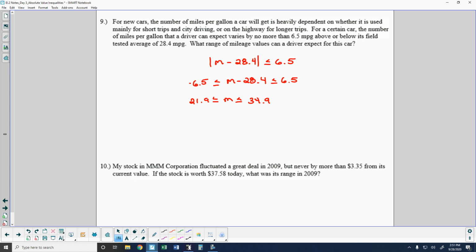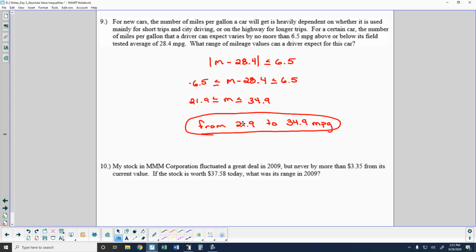So it says, what range of mileage values can a driver expect for this car? We could say that he could expect from 21.9 to 34.9 miles per gallon. Now, one real key thing here, as I put context back into this, the word from. The word from includes or implies that we are including 21.9 and 34.9.